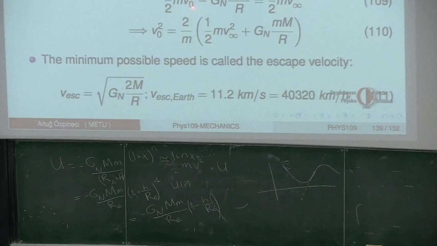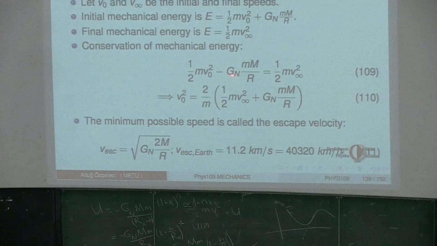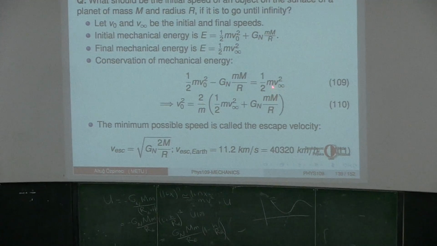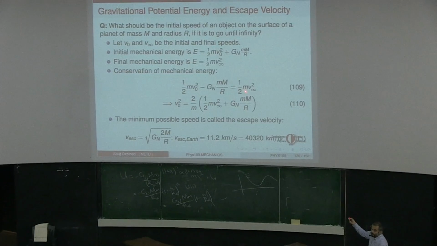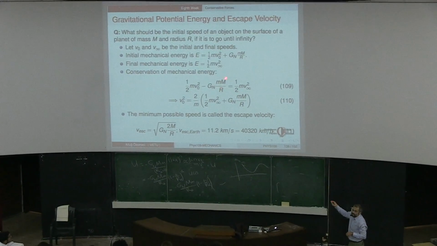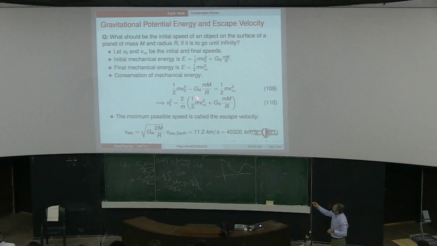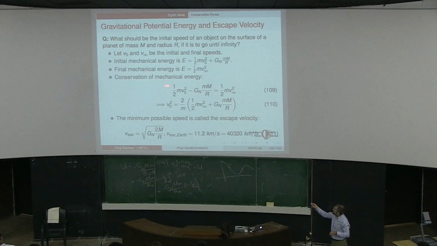Well, we can just write the conservation of mechanical energy. This is the kinetic energy, this is the potential. This is the kinetic energy at infinity, if it reaches infinity with infinite speed. Well, the potential energy at infinity is 0. So my initial speed has to satisfy this relation.